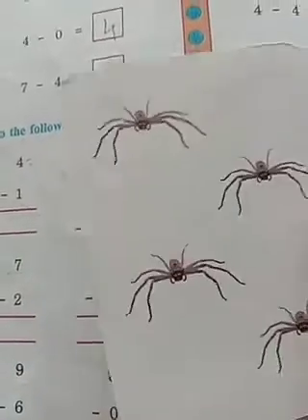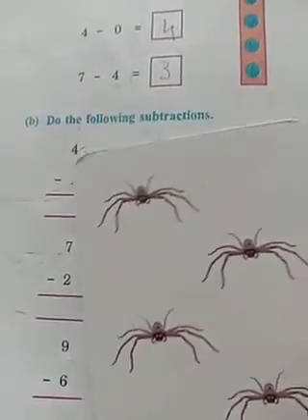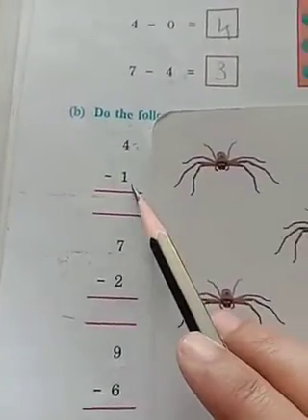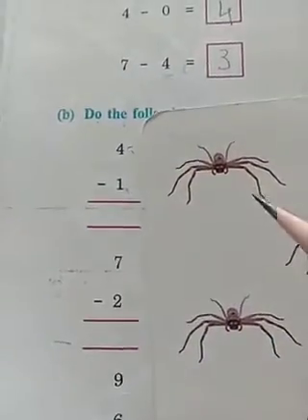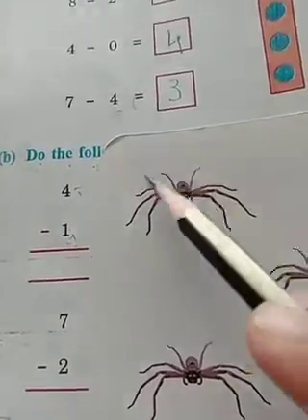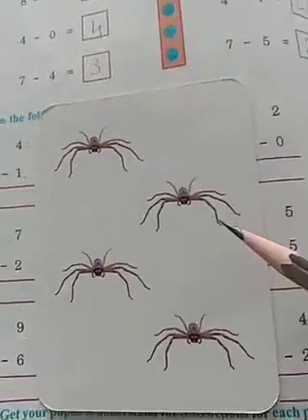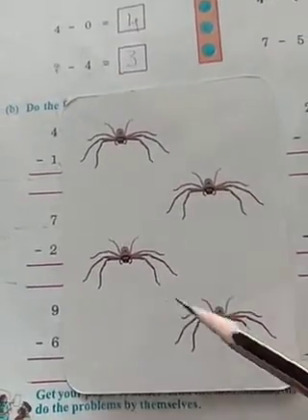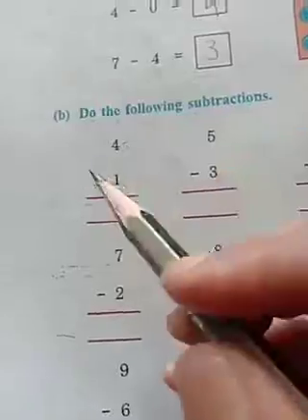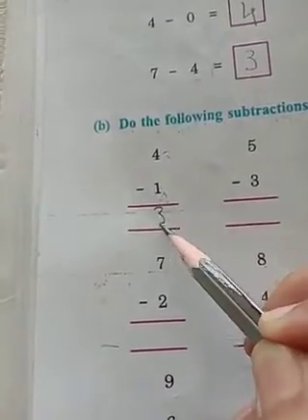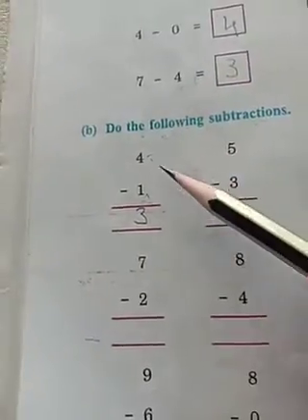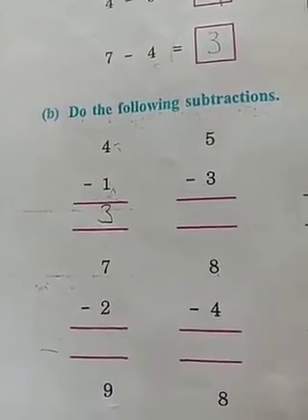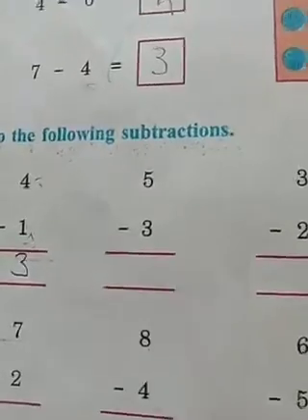Out of these 4 spiders, how many will we subtract? Which number is given down? 1. So only 1 is subtracted. So how many remain? Let us count: 1, 2, 3. So 3 remain. 4 minus 1 equals 3. 3, spelling T-H-R-E-E.